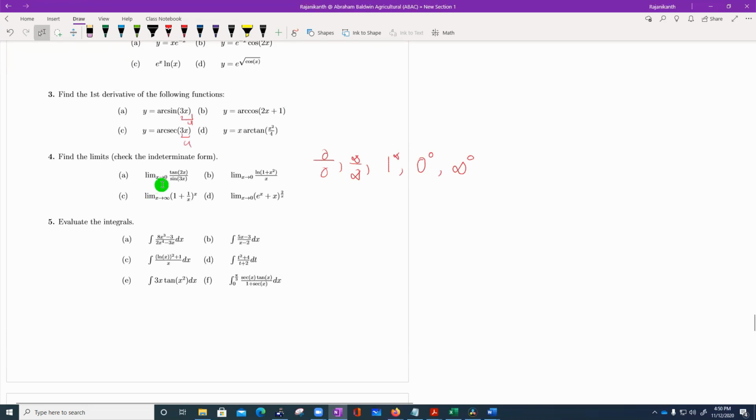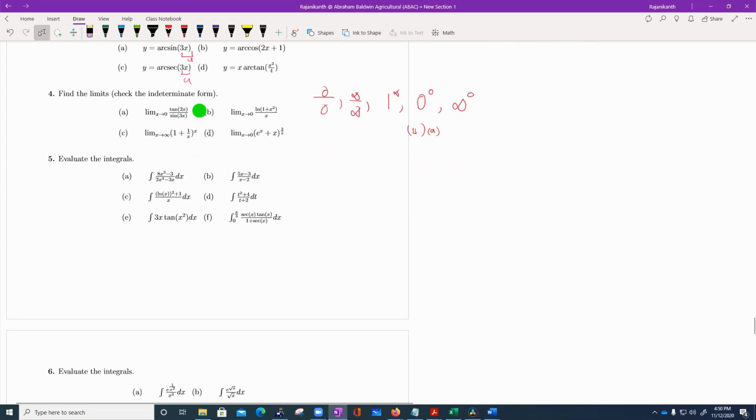Okay, tell me now, when you plug in the limit, what kind of form will you get in the first problem? 0 over 0 form. So you have to use the L'Hopital rule. So very easy problem that was. The actual question was finding the limit of tangent 2x over sine 3x. Okay, so now I'm getting 0 over 0 form.